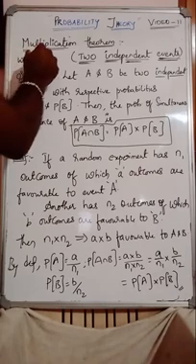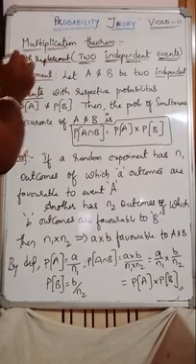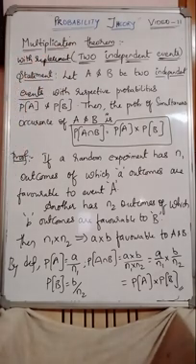This applies to independent events, for example in a random experiment with replacement. Clear? So let A and B be two independent events with respect to probabilities P of A and P of B. Then the probability of simultaneous occurrence of A and B is P of A intersection B equals P of A multiplied by P of B.